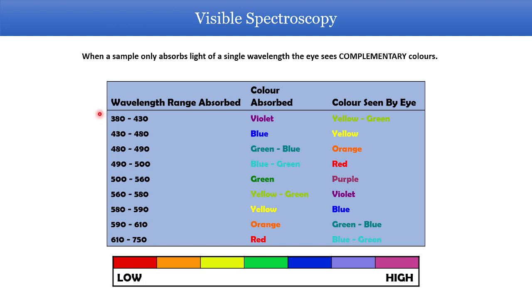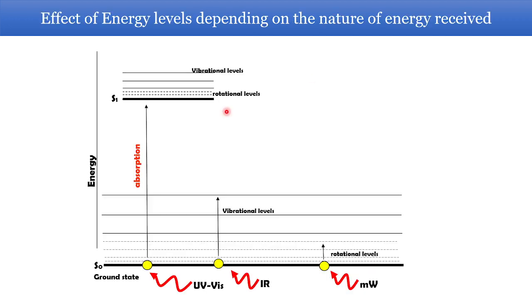So there is a wide range of visible spectroscopy which starts with 380 nanometer, and in the end we have 750 nanometer. This visible spectroscopy lies within 380 to 750 nanometer, and what the object reflects is what our eye absorbs. So we observe the complementary color. These are the different effects on energy levels depending on the nature of the energy that we receive.